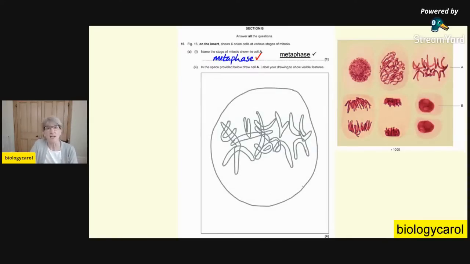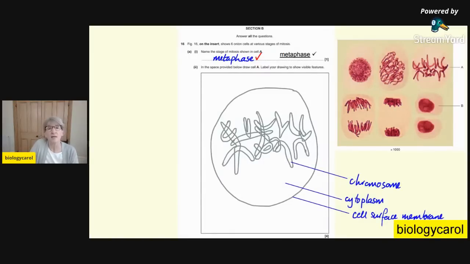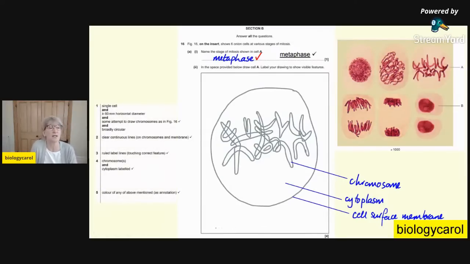So here is me making an attempt at drawing cell A. Notice I have drawn what I can see. It was a bit of a pain to do, I'm going to be really honest with you. And it is far from perfect. Label your drawing to show visible features. So I've labelled the chromosome, the cytoplasm, and I've kind of assumed that the outside of each diagram is the cell surface membrane. So here's the mark scheme.